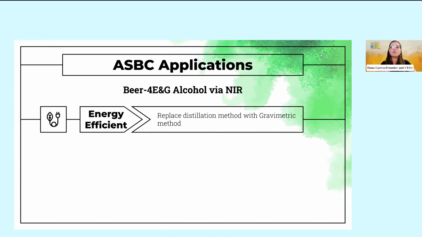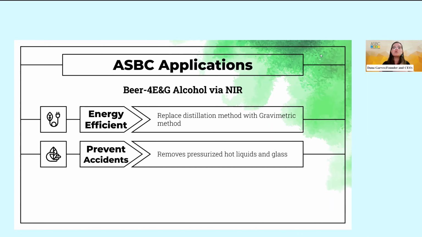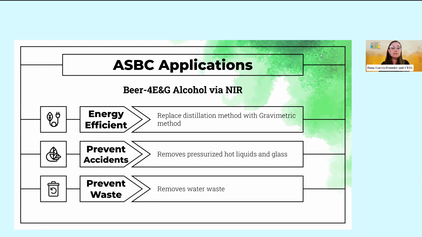So making that replacement is going to be much more energy efficient, right? We're no longer boiling beer for an hour or however long it takes you. We're preventing accidents by removing that pressurized hot liquid and those hot gases. And it does prevent water waste. So to me, spending the $300 to $400 on distillation equipment is not worth it if you can purchase an EasyDens.